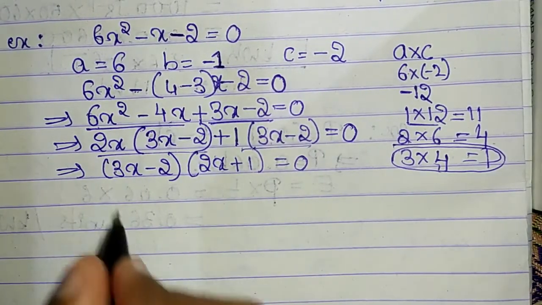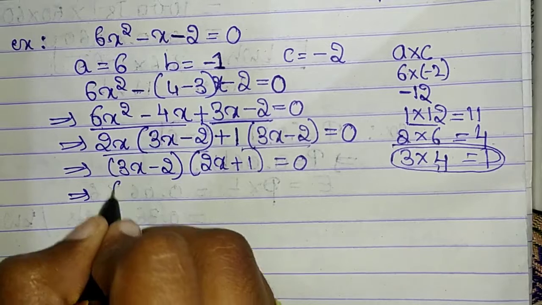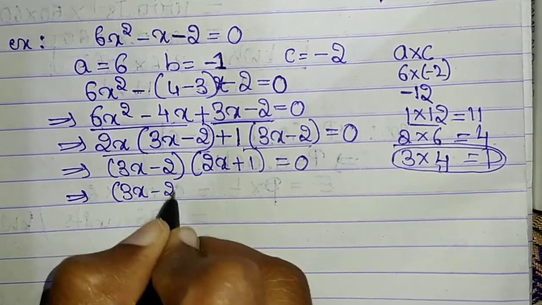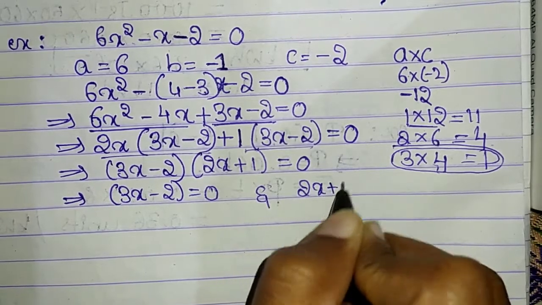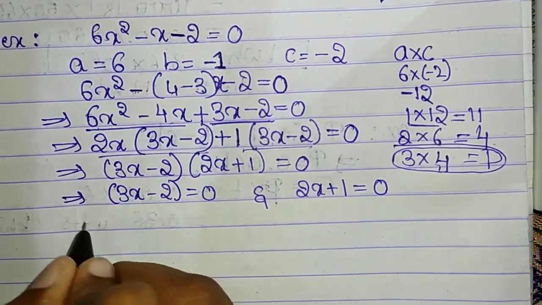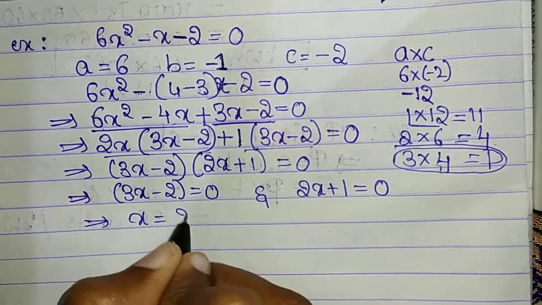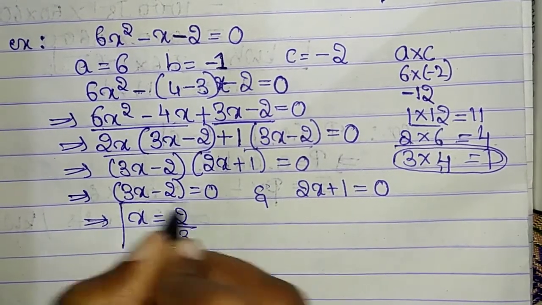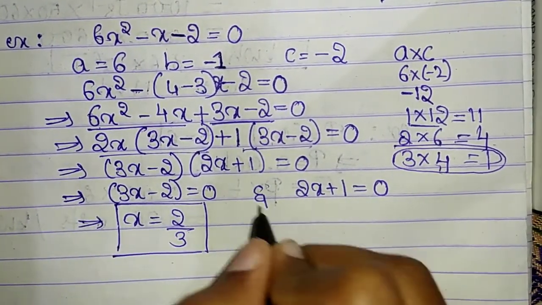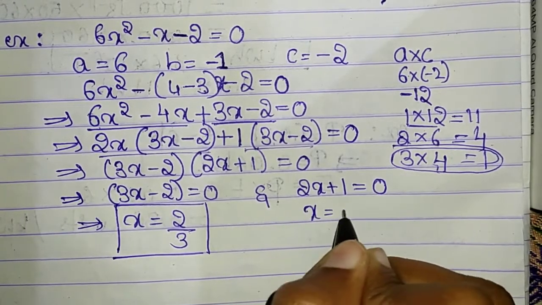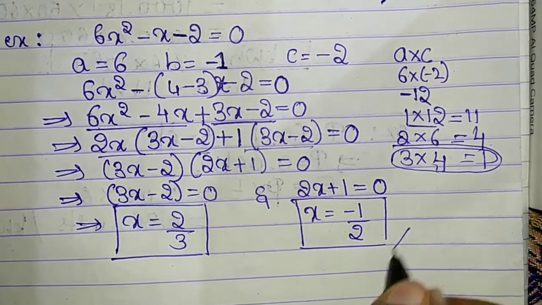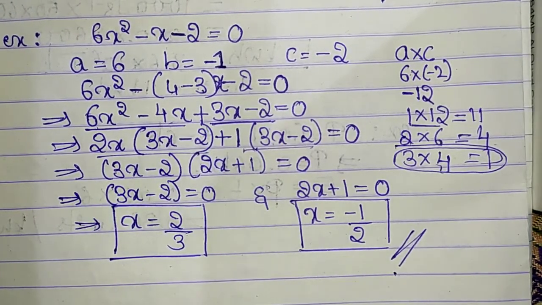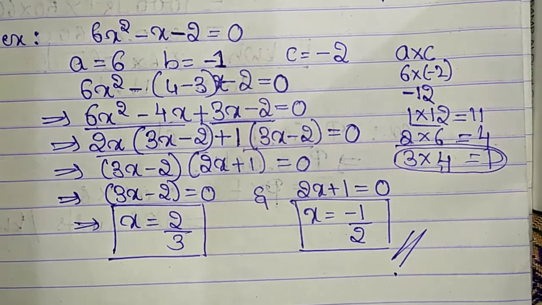Now equating each of these factors to 0, we get 3x minus 2 is equal to 0 and 2x plus 1 is equal to 0. So this implies x equal to 2 by 3. This is the first solution. And the second one is x equal to minus 1 by 2. This is the second required solution for the given example.